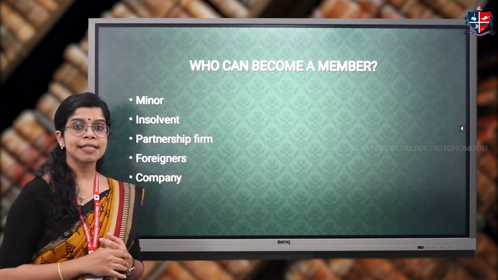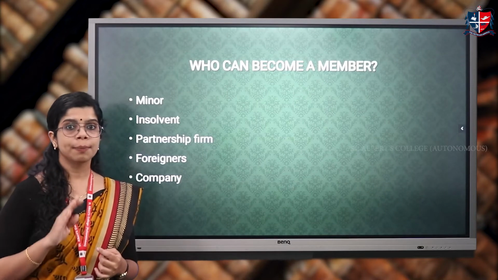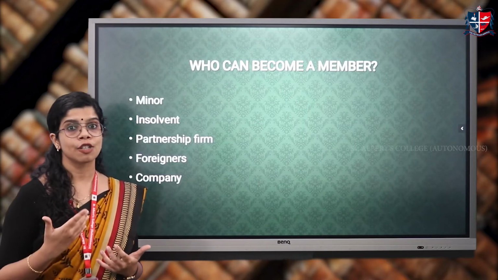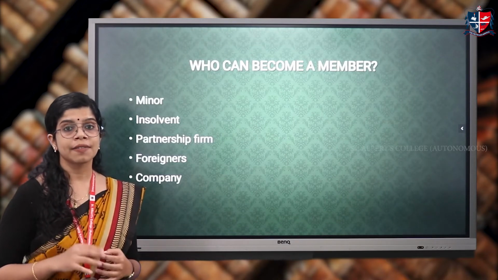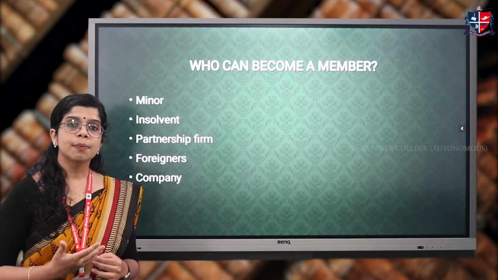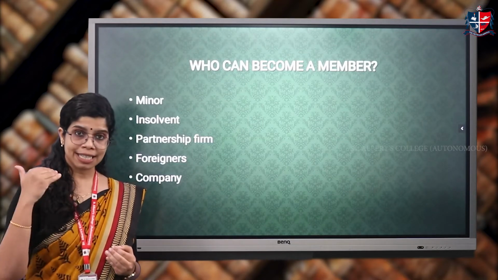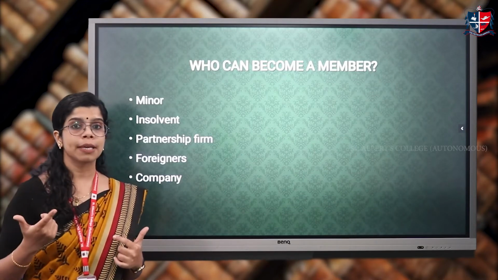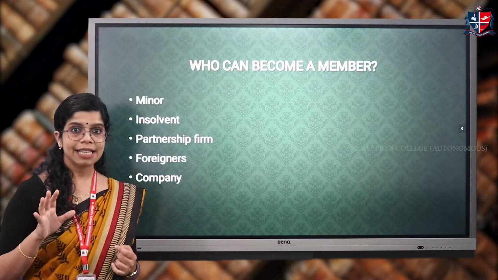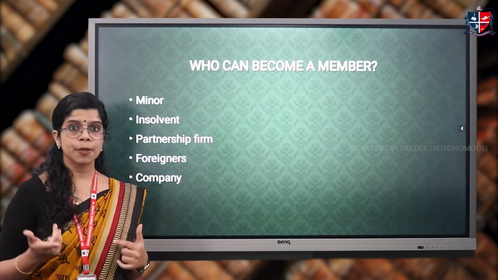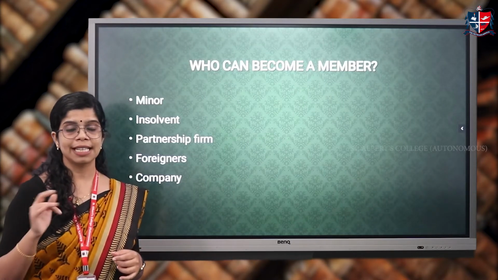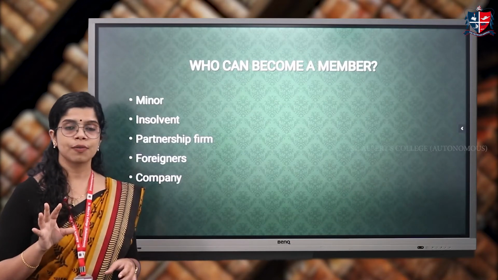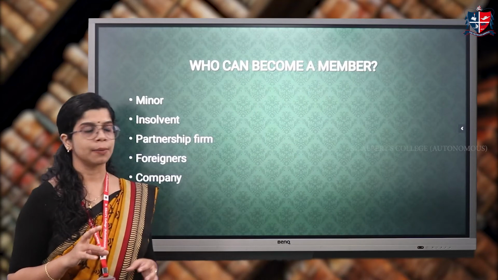As far as insolvents are concerned, an insolvent cannot become a member of a company because the same case applies: he doesn't have the capacity to get into a contract. But if an insolvent's name exists in the register of members, so he was a member before he became insolvent, then his name cannot be removed just because he is insolvent. As long as the official assignee has not intervened and got his assets sold, if his name remains in the register of members, he would continue to be a member of the company.